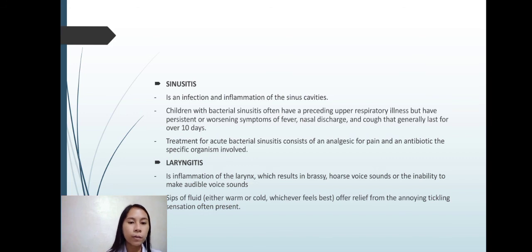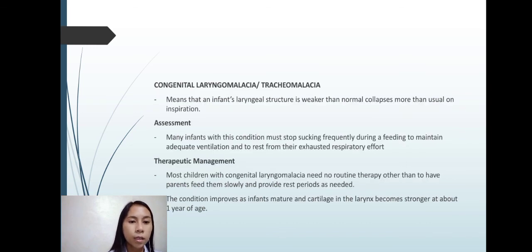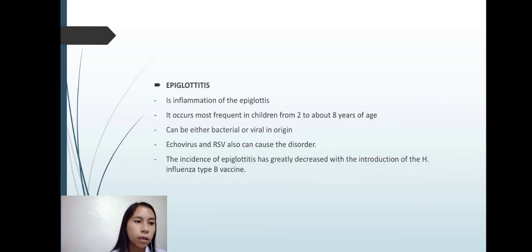Laryngitis is an inflammation of the larynx, which results in a brassy, hoarse voice or inability to make audible voice sounds. The next is congenital laryngomalacia, which means that the infant's laryngeal structure is weaker than normal and collapses more than usual on inspiration. Epiglottitis is an inflammation of the epiglottis.